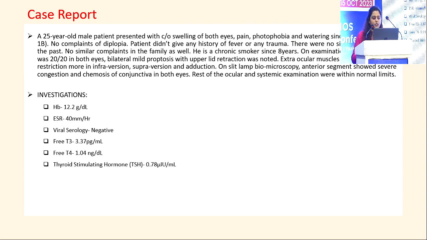On examination, the visual acuity was 6/6 in both eyes. Bilateral mild proptosis with upper lid retraction was noted. Extraocular muscles showed movement restriction, more in infraversion, supraversion, and adduction. On slit lamp biomicroscopy, anterior segment showed severe congestion and chemosis of conjunctiva in both eyes. Rest of the ocular and systemic examinations were within normal limits.